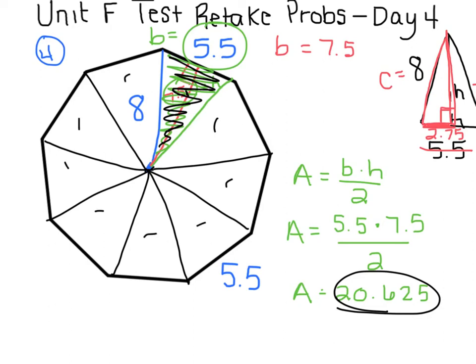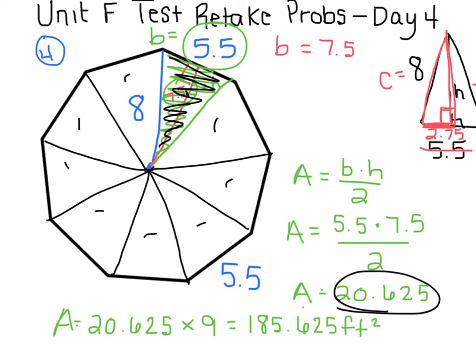So to get my final answer, my final area is going to be 20.625 multiplied by the 9 triangles. Final area should come out to be 185.625. And I don't think I gave you units on this. Oh, I did. It's in feet. So this would be square feet for your final answer. So that would be the area of the whole thing.